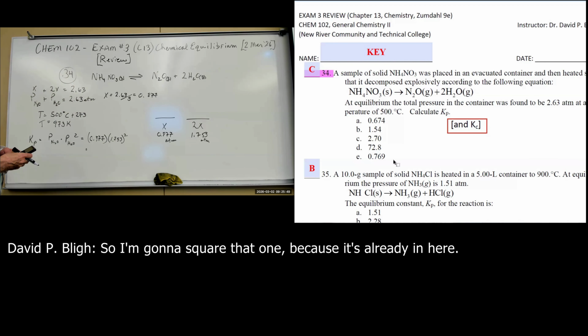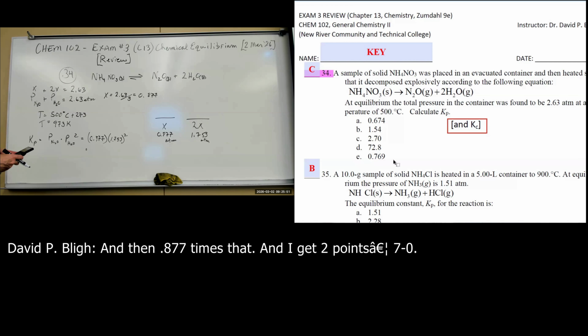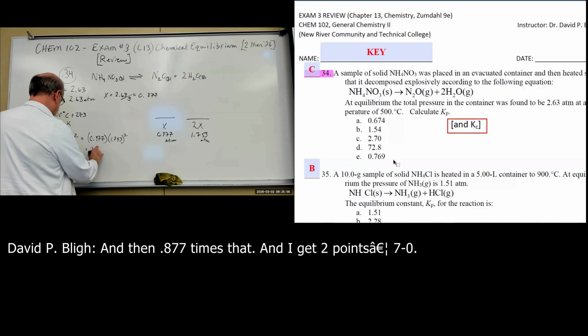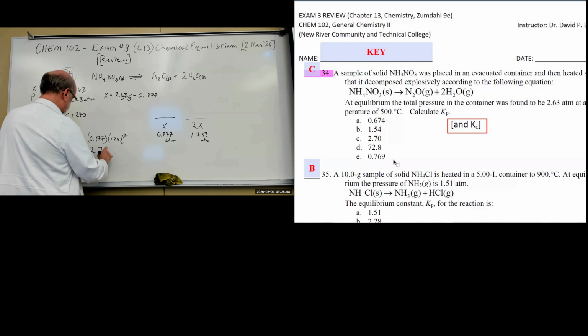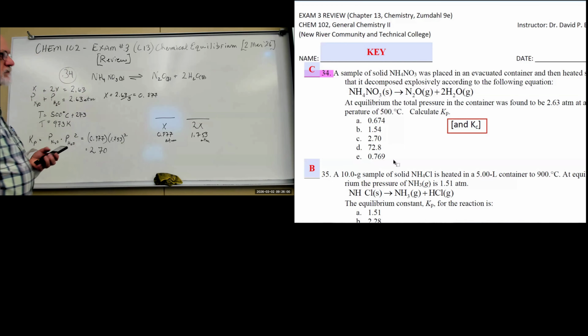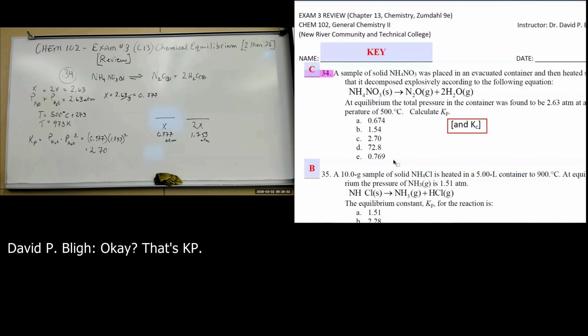So I'm going to square that one because it's already in here. And then 0.877 times that. And I get 2.70. Okay, that's KP.